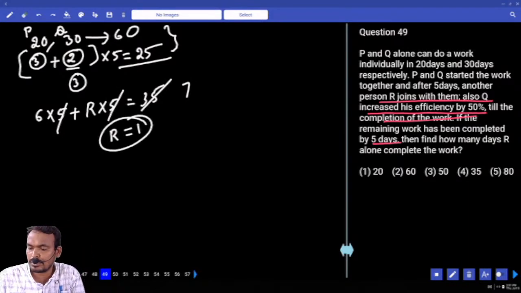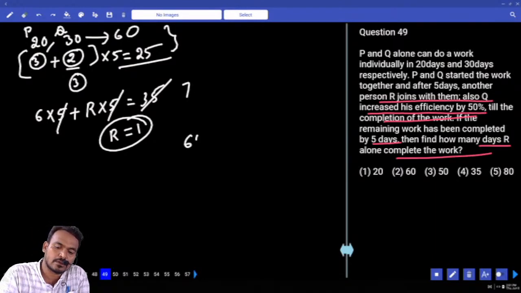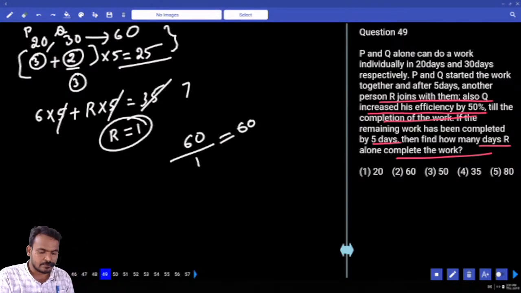So R's efficiency is 1 part. What is the question here? How many days can R alone complete the work? What is the total work? 60 by 1, so 60 days.